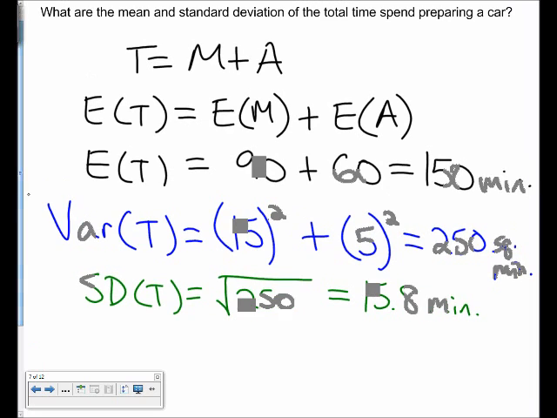All right, so we would tell whoever's curious about this, whether it's the actual auto place or maybe a customer, that the average time it's going to take to get a car ready is about 2.5 hours, with a standard deviation of about 15 minutes, a little over 15 minutes. All right, so that's the first part of this example.